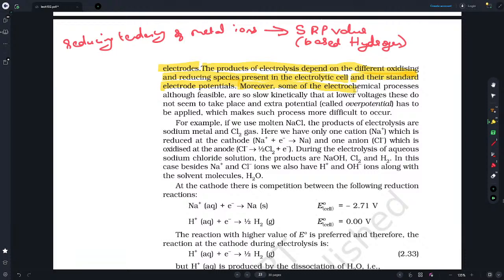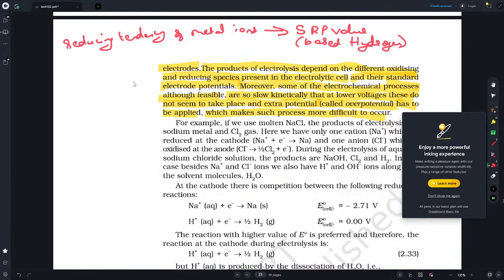Moreover, some of the electrochemical processes, although feasible, are so slow kinetically that at lower voltages they do not seem to take place, and extra potential called overpotential has to be applied, which makes such a process more difficult to occur. Let's read the sentence again. Some of the electrochemical reactions, although feasible, are so slow kinetically that at lower voltages these do not seem to take place, and extra potential called overpotential has to be applied, which makes such processes difficult to occur.